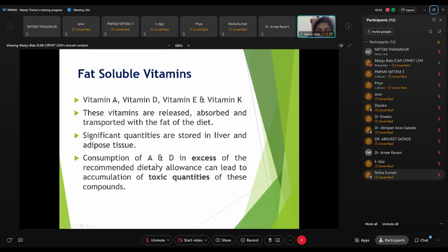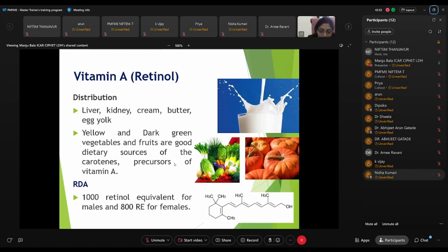So we have to monitor the intake of whatever things we are taking which are fortified with A and D. Although it may not be suitable to discuss in detail, I just wanted to show you some slides: what is vitamin A, how we get it, what the diet recommendation is, and why the need is felt by the masses and governments that we should give oil or milk fortified with these.